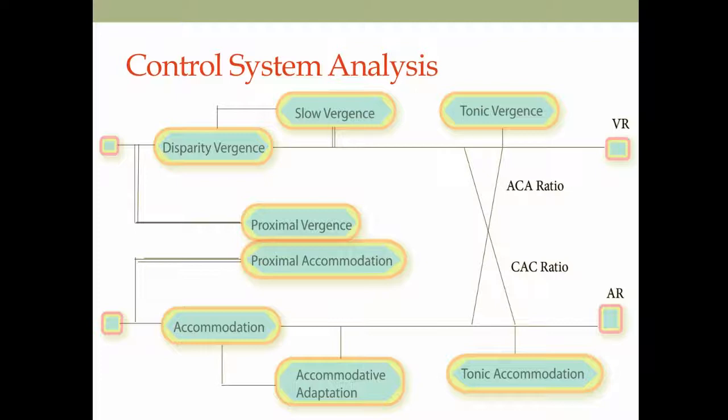Improving disparity vergence comes from vision therapy. Improving slow vergence comes from vision therapy. Altering tonic vergence comes from surgery. Altering ACA ratio input comes from the utilization of plus lenses on the eyes. It is a descriptive system to show that it's interactive, dynamic, always acting to reduce that vergence load with the least amount of effort.